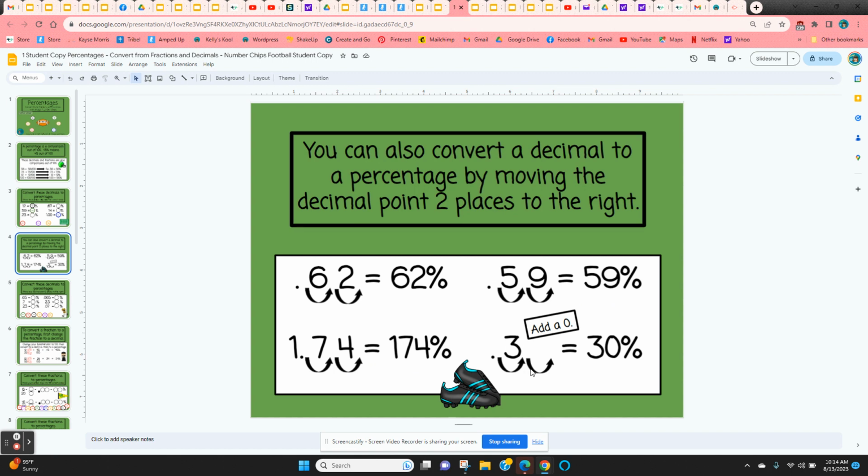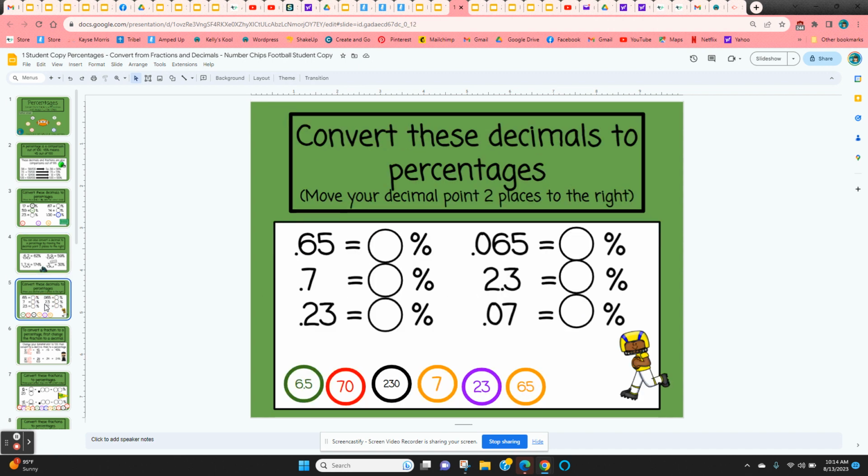Now, if they have to move the decimal point 2 places to the right and there's no number there, they just have to add a 0. So that would not be 3%, that would be 30%. So you want to go over these with the students. On slide 5, students are going to be moving the number chips into place. So they have to be very careful.